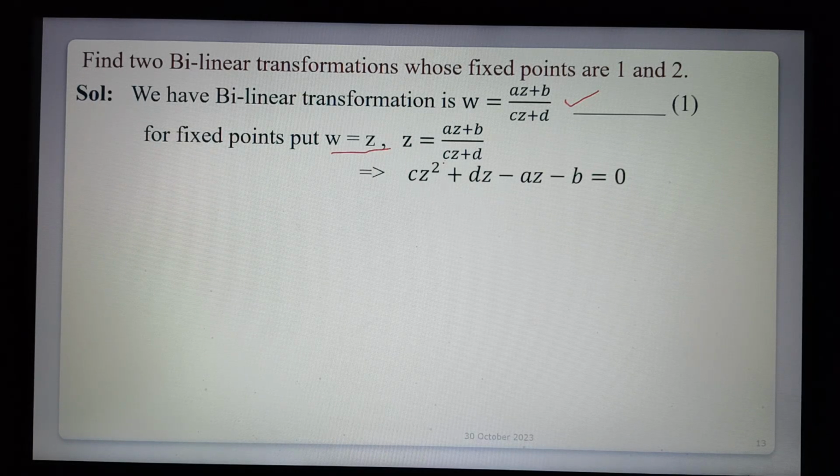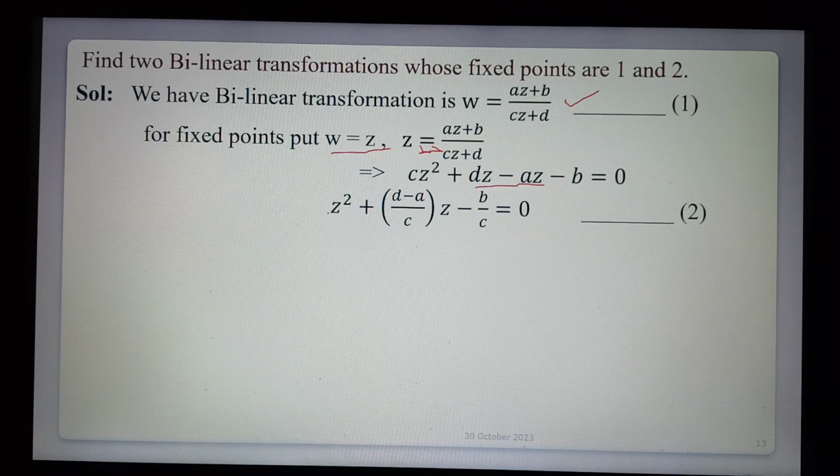So now here finding the cross product, cz square plus dz, right inside az plus b, right inside minus az minus b is equal to 0. So that is equal, dividing by c, z common in the middle term. So z square plus (d minus a by c) into z minus b by c. This is the quadratic equation. Now finding the roots of this equation are fixed points, but already given the fixed points are 1 and 2. So already we have to find a quadratic equation with fixed points 1, 2.